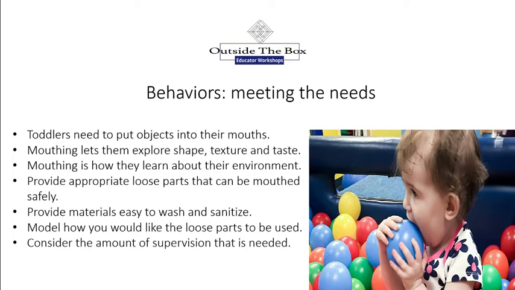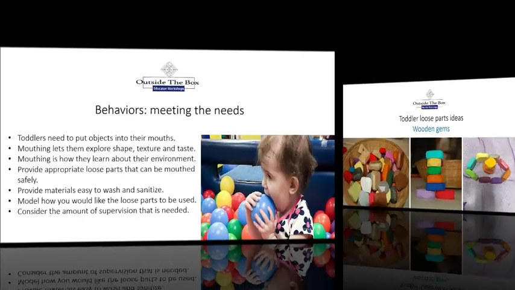You need to provide appropriate loose parts that can be mouthed safely. Provide materials that are easy to wash and sanitize, and model how you would like the loose parts to be used. Always consider the amount of supervision that is needed. If you're working with toddlers, it's important to include large loose parts that are not a choking hazard.